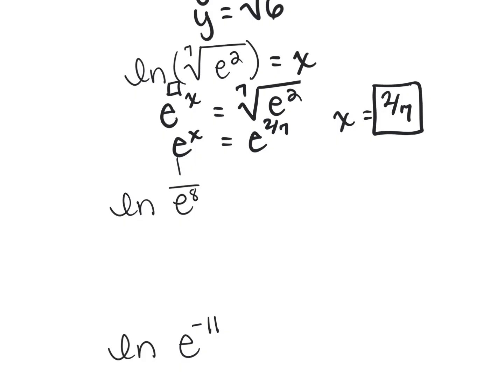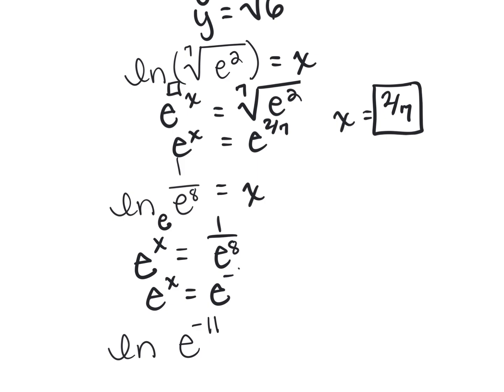Next one, we set this equal to x and solve. So this baby base e that's here becomes big base e raised to the exponent x, is equal to 1 over e to the 8th. So I do have like bases, but they are not in the proper location. So this becomes e to the negative 8th. And I know that x is equal to negative 8.